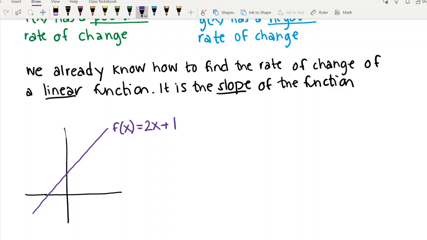So in the case of the one I just drew, the slope of it is 2 because it says 2x plus 1. So here, the rate of change is always 2. However, most functions, so let me just write below here, this is an example of a linear function.